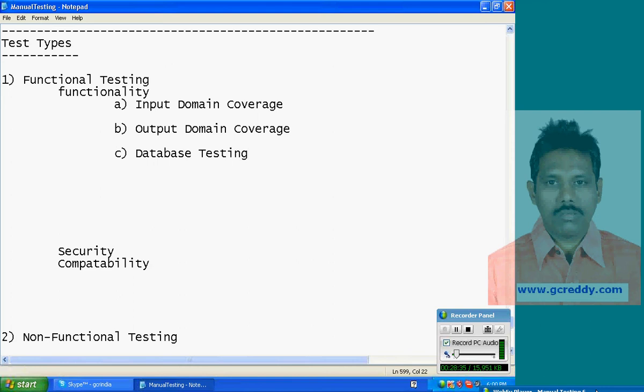Okay. What is database testing? What do we test in this area? Can you tell me, Lalita? What do we test in this area?